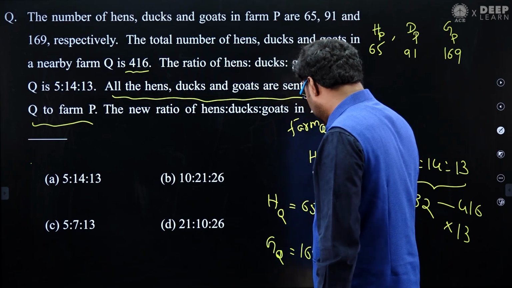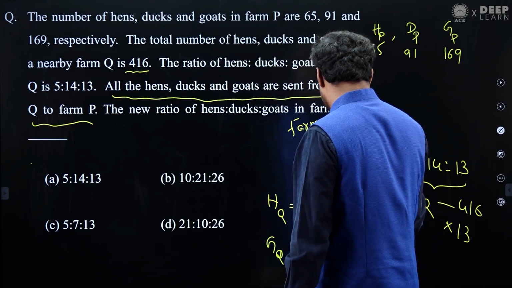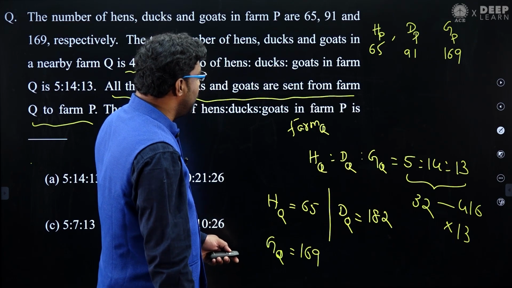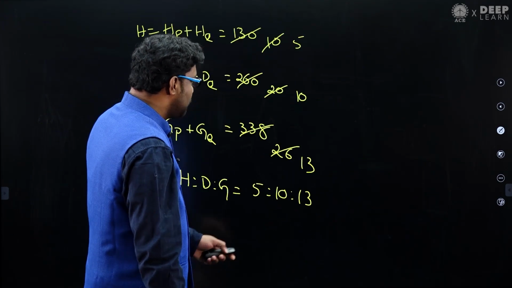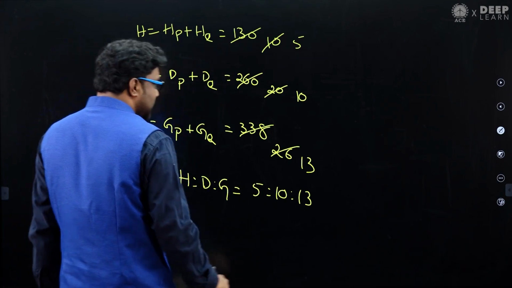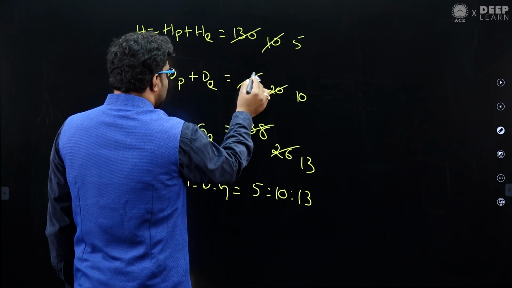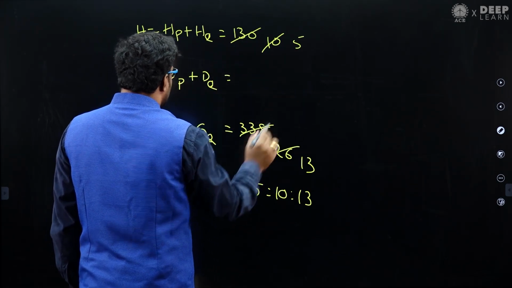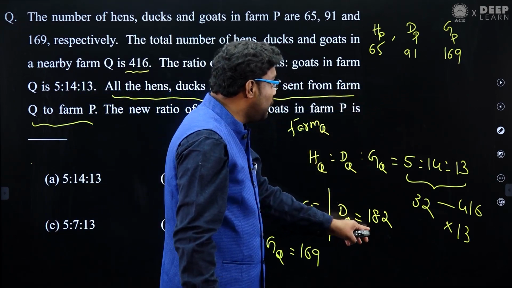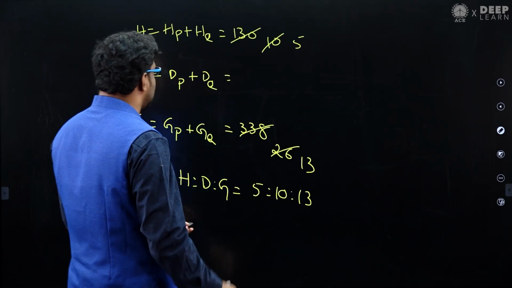Okay, we don't have that. 182. Yeah, so I think we made a mistake here while calculating for P. For D, if you just calculate how many ducks there are, yes, this is totally wrong actually. Why? From P it's 91, Q is 182, sorry, right? Then if that is the case, we should get 273, right?